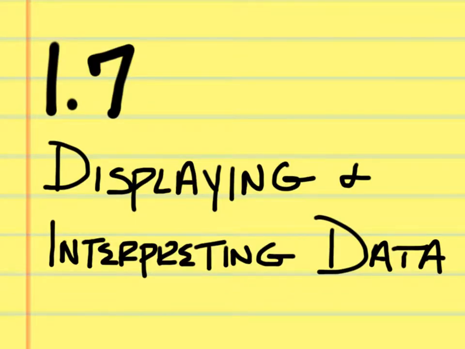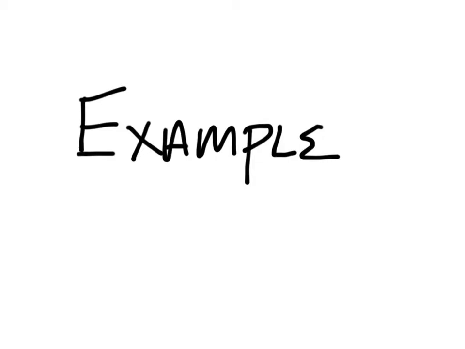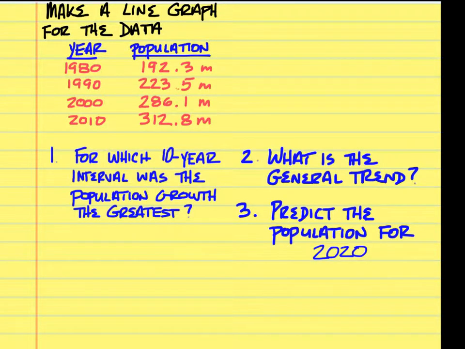Today it's going to be displaying and interpreting data. Make a line graph for the following data. And you have 4 years, and you have 4 different populations there, one for each year. And then you'll have to answer the questions underneath of it.